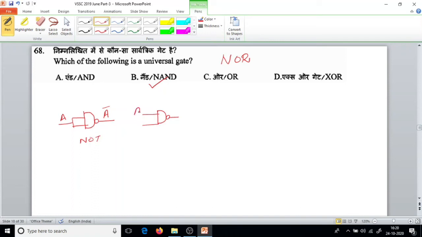We have here AB. In a similar way, you add a NOT gate here, with the two inputs shorted. Here, this is the AND gate. Then what else can we make? We can make an OR gate here.